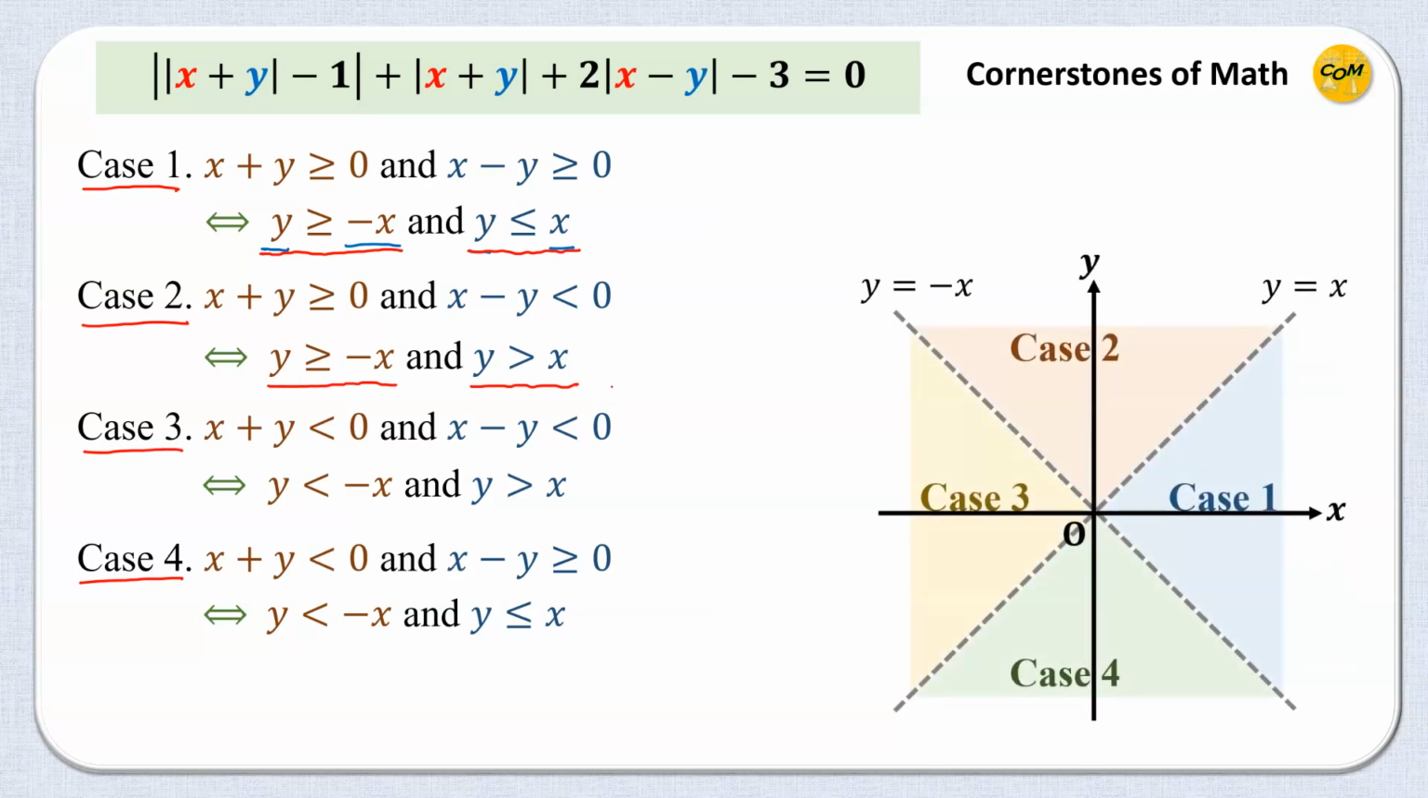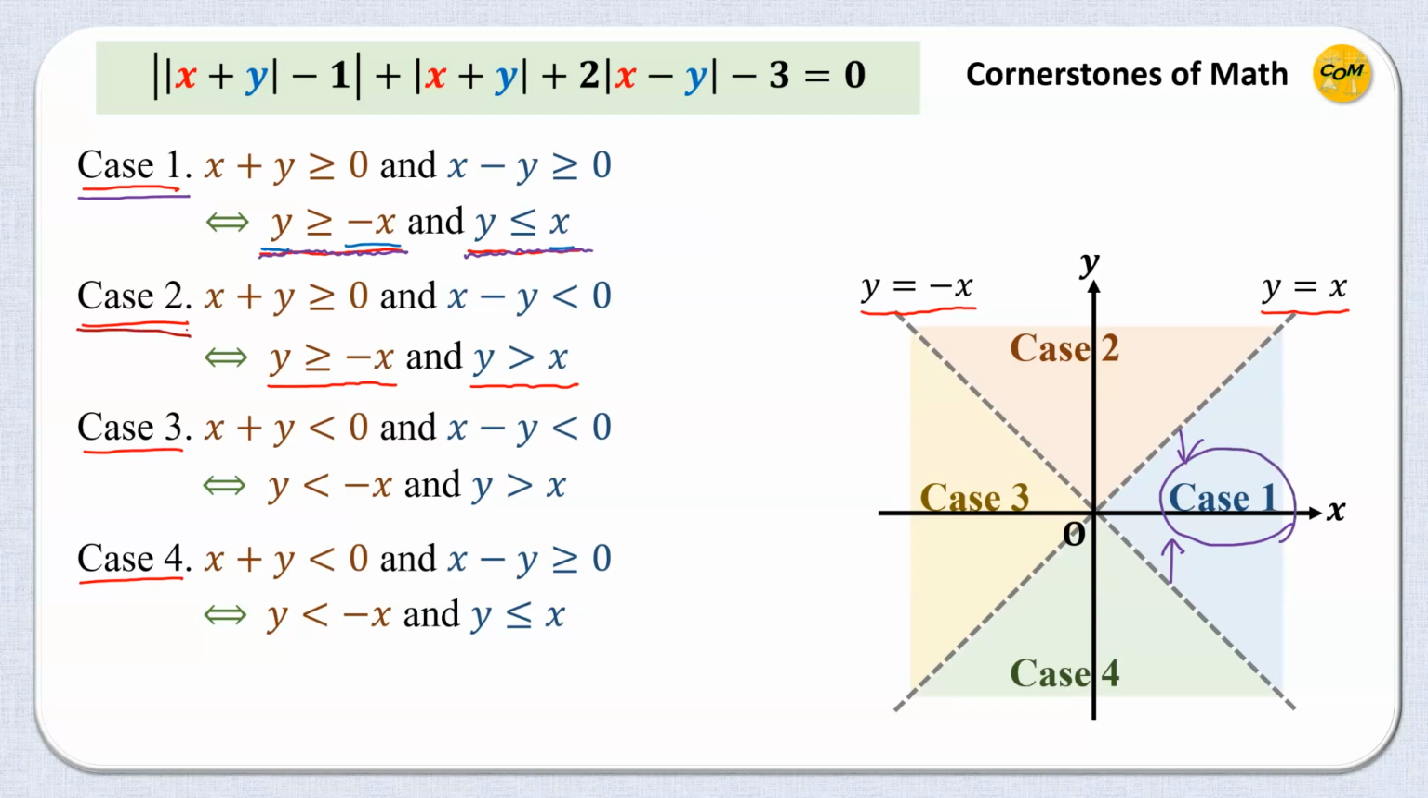The reason why I expressed cases like these is because then we can easily visualize the regions corresponding to each case on xy plane using 2 straight lines y = x and y = -x. For example, the region for case 1 is the region that is above the graph of y = -x and below the graph of y = x. Therefore, it is this region.